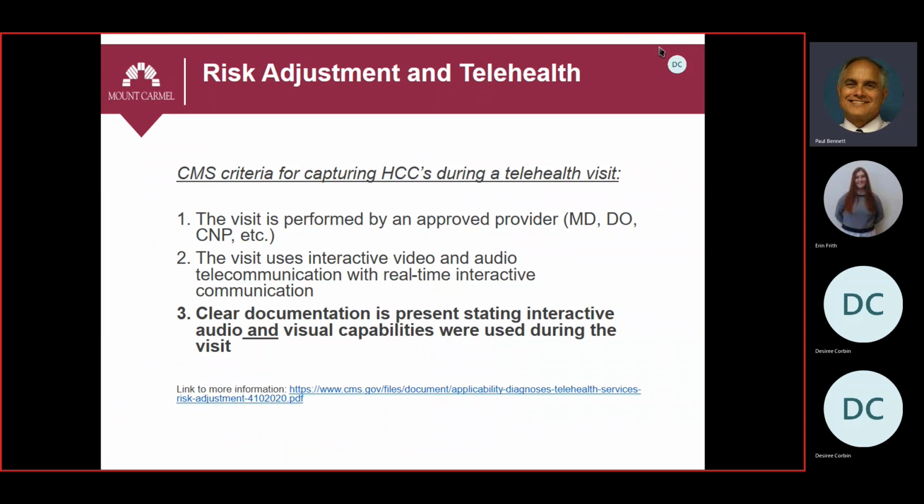Telehealth has become an essential part of delivering healthcare during the COVID-19 pandemic. For these visits to count towards annual HCC code capture, they must be performed by an approved provider and include synchronous audio and visual capabilities. The documentation needs to state that these capabilities were used in order to qualify for HCC gap closure. Now that we've covered the basics of risk adjustment, let's continue to the HIV/AIDS content.